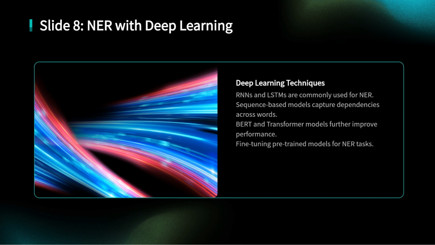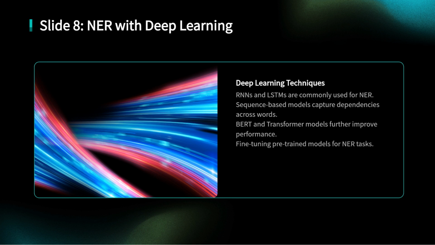In recent years, deep learning techniques have significantly improved NER performance. Recurrent neural networks, RNNs, particularly long short-term memory, LSTM networks, are well suited for NER because they can capture dependencies across words in a sentence. For example, LSTMs can remember previous words in the sequence to help identify entities even when they are separated by other words. The introduction of transformer-based models, such as BERT, has revolutionized NER.